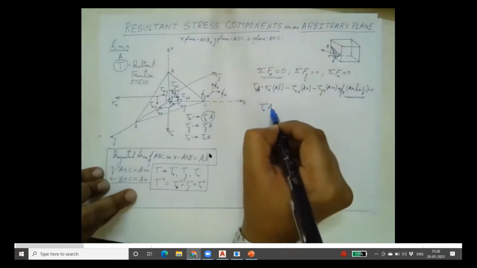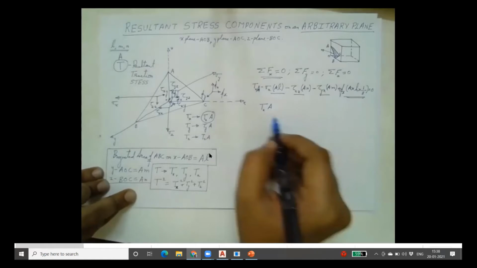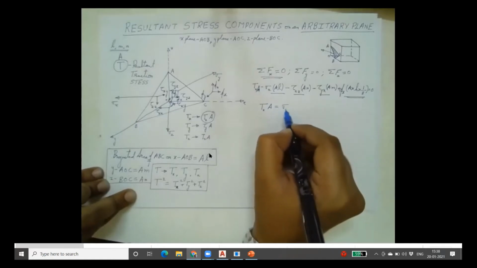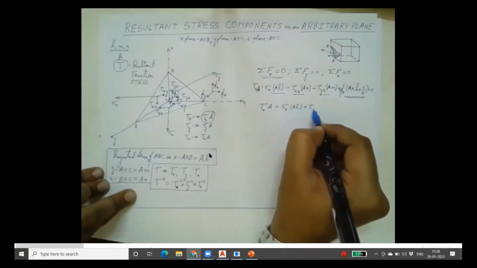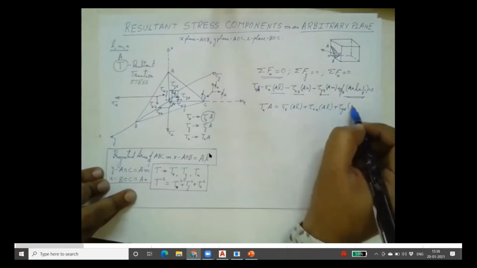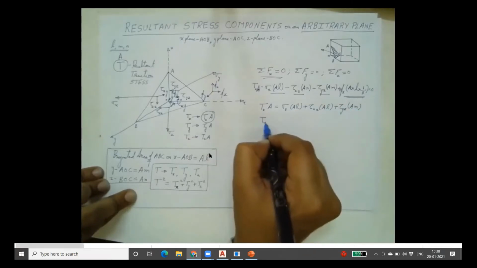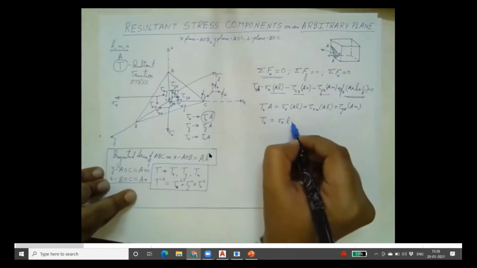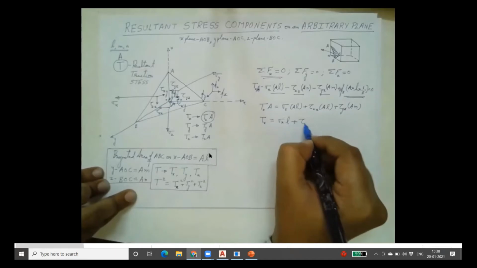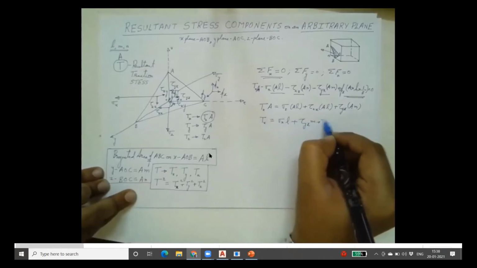A, and these three terms I will take to that side. Tx equals sigma x into AL plus tau zx into AL plus tau yx into AM. Now just rearranging the terms, A is taken common and removed, then Tx equals sigma x into L plus tau yx into M plus tau zx into N.